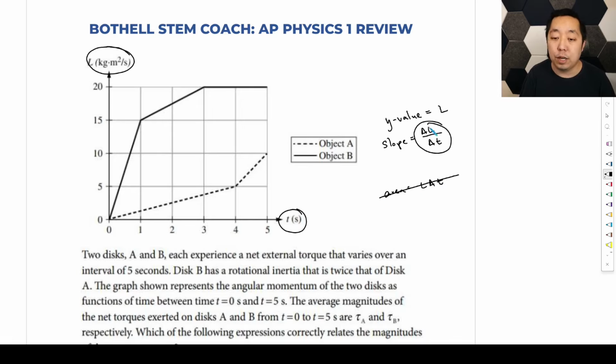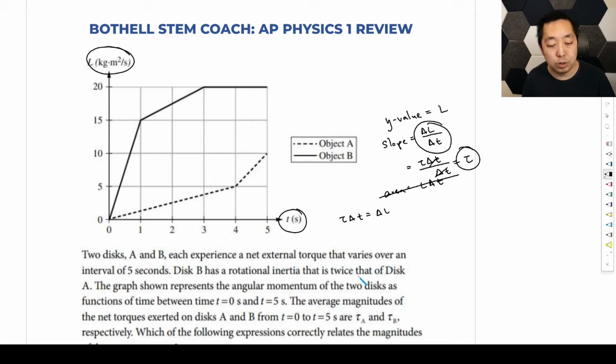However, this part here should remind you of this equation. What caused the change in angular momentum is torque times time, so you can write that as torque, the angular impulse, over that time. That cancels. And look at this. We find the slope is equal to the torque. So the slope is going to be the external torque on the system. So they each experience an external torque that varies over an interval of 5 seconds.